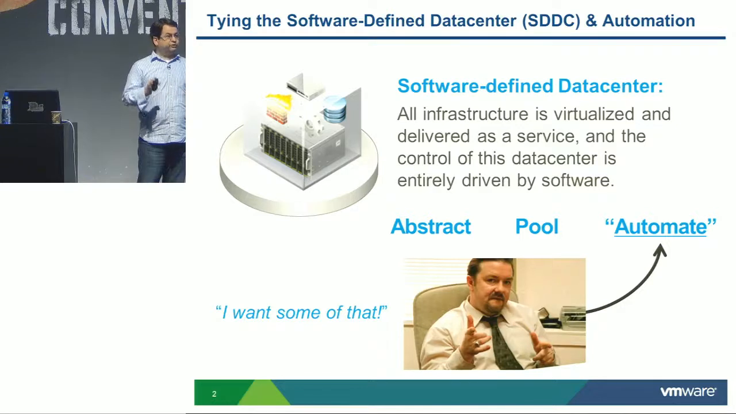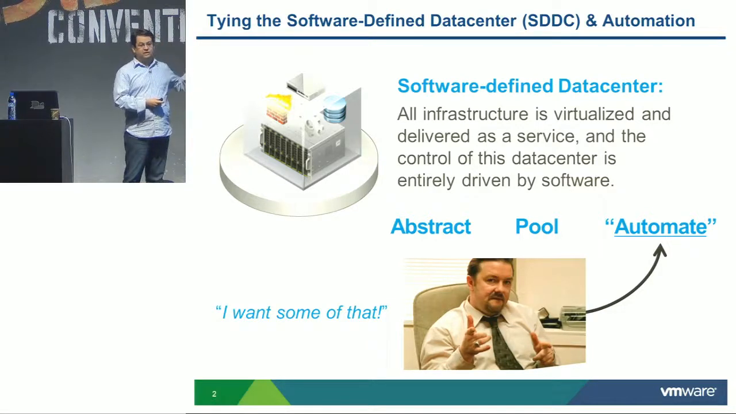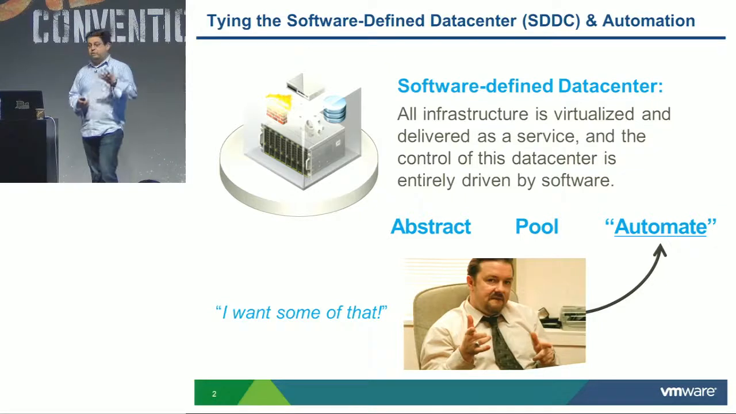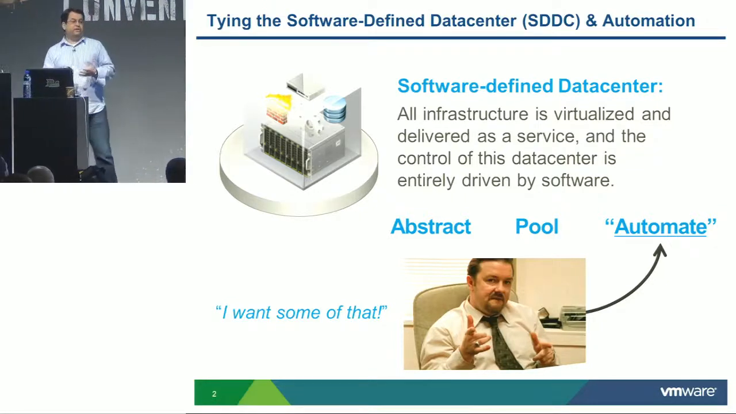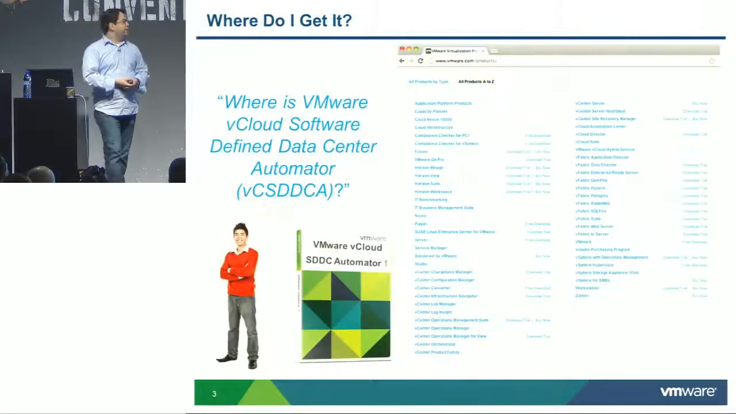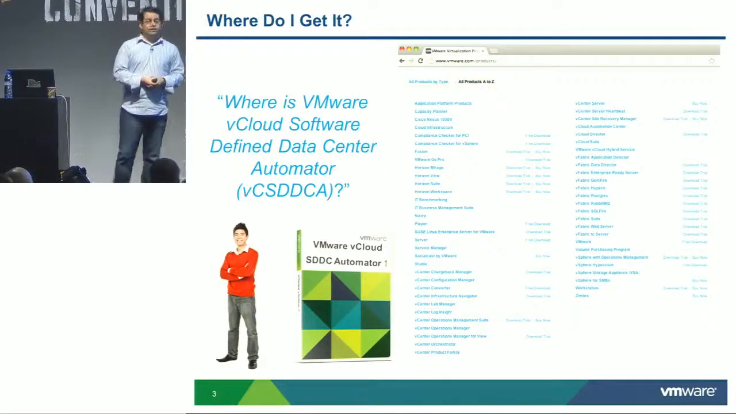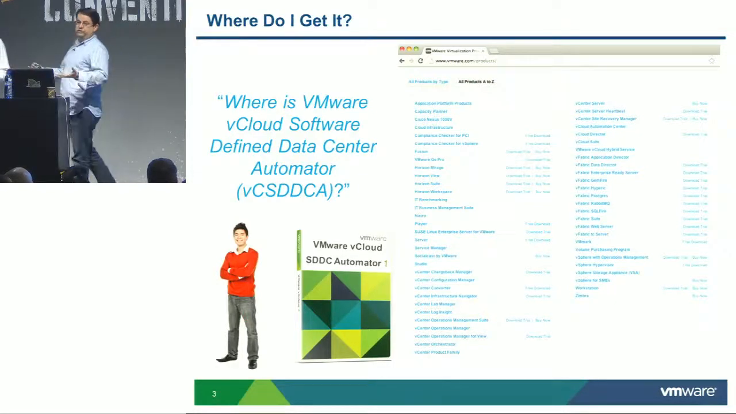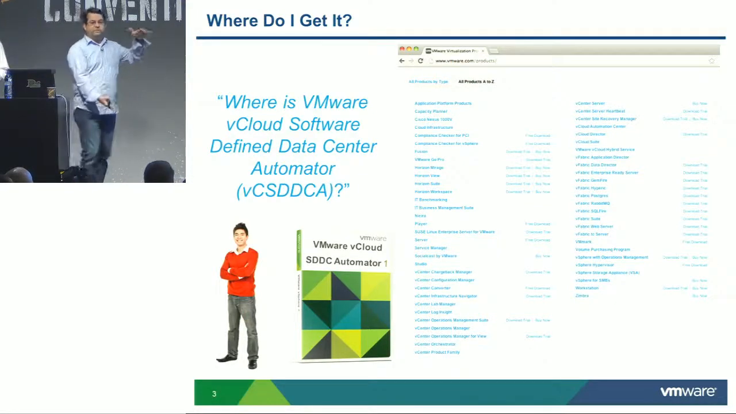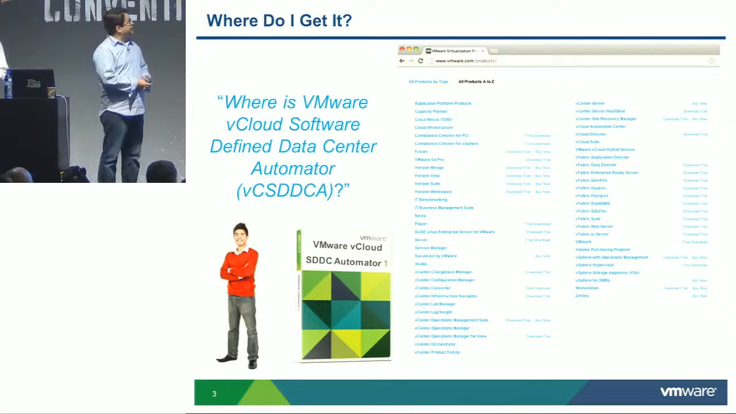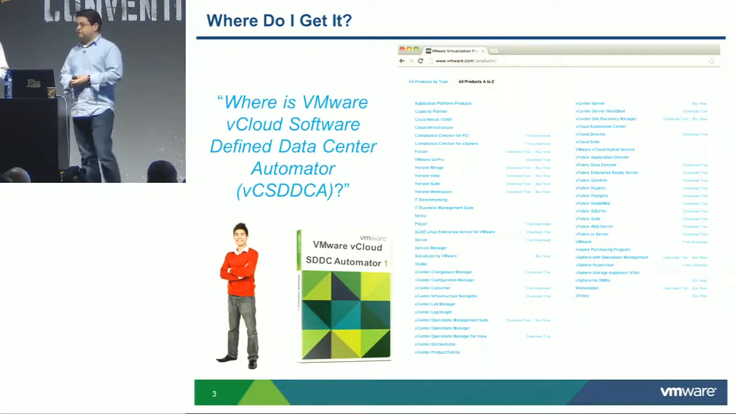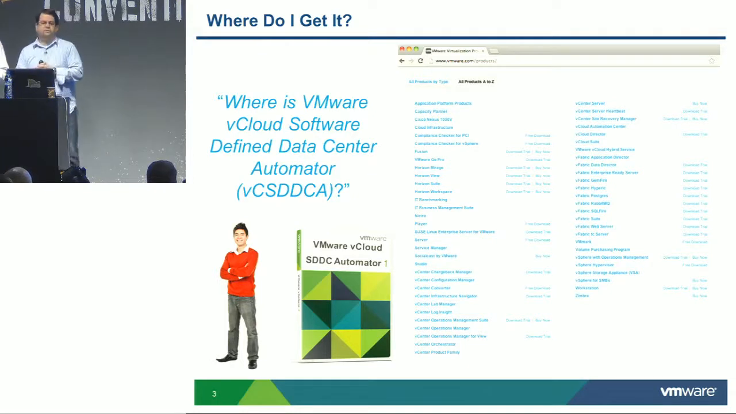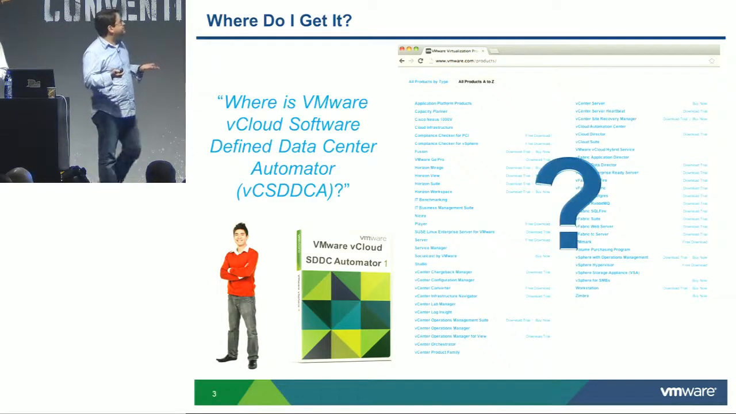So if your boss or somebody has heard about SDDC and automation, you know what? They're going to get excited about this. And the first thing they'll do once you get back to the office is get me that SDDC, implement that. Right? So you've been working with VMware technology for the last few years. What's the first thing you do? You go to the ever-expanding price list on the product catalog and start browsing down the list. Where is VMware vCloud Software-Defined Data Center Automator? Where is VCSDDC-A? Can't find it on the screen.